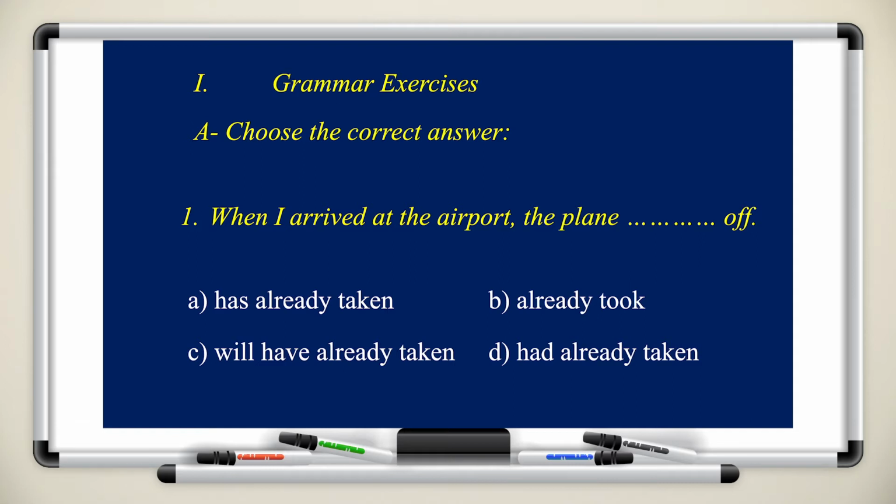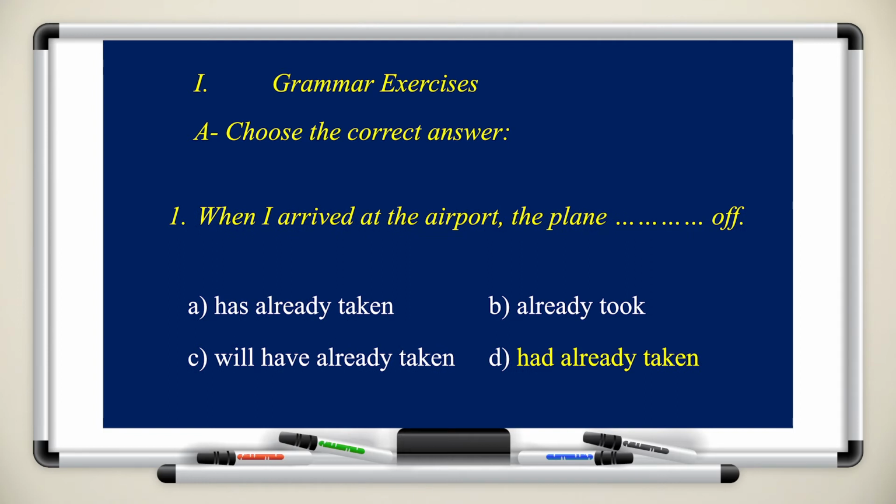Question number 1. When I arrived at the airport, the plane blank off. A, has already taken, B, already took, C, will have already taken, and D, had already taken. Of course we can take C out because it's about the future, right? And A is in the present, so we can take them out. We have B or D, already took or had already taken. This is the past simple and the past perfect. But when I arrived at the airport, the plane had already taken off. So I was late, okay?